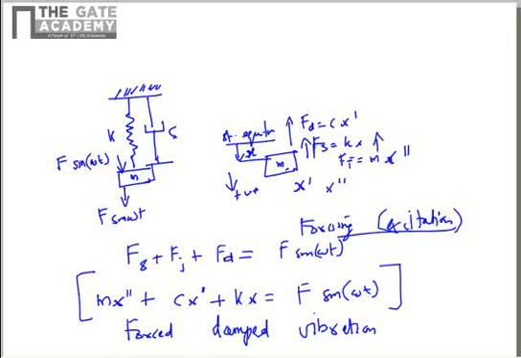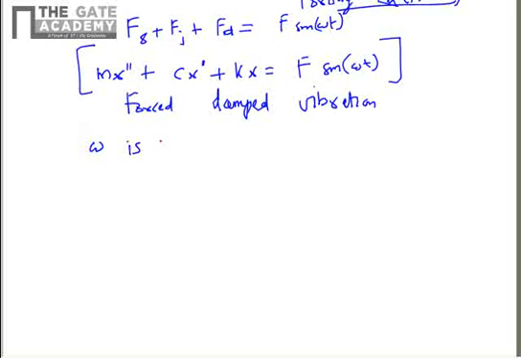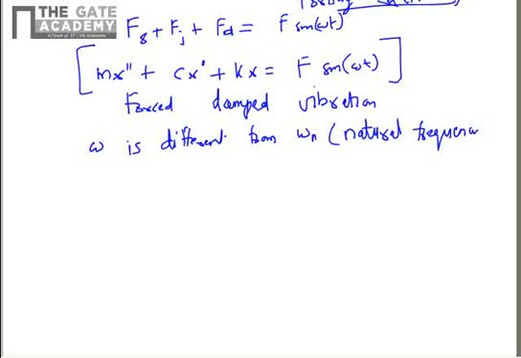Now, before going further to solve the equation, we will lay down some basic observations. The first observation is that omega is different from omega n. Omega n is the natural frequency. Because till now in our convention we have used omega for the natural frequency, you should not get confused with that. Omega n is the natural frequency, we'll use from now on. It is determined by the stiffness of the spring divided by the mass of the system, that is square root of k by m.